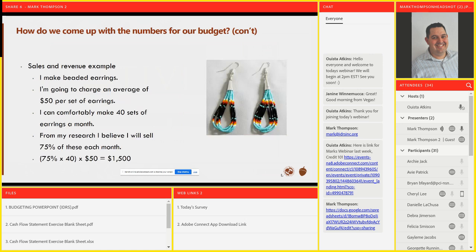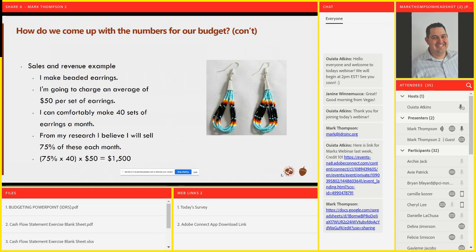Okay, I'm doing beadwork. So I make beaded earrings. I'm going to charge on average $50 per set of earrings, right? How did you get that number? Well, you may have just come up with that. You may have looked at all the cost that goes into the earrings plus the amount of time it takes to create them, and that's how you set the price at $50. You may have gone to different sales, the art fair, or seen online what your friends are selling their earrings for. You may have gone to the powwow and seen what some of the vendors there are selling. That's how you came up with it.